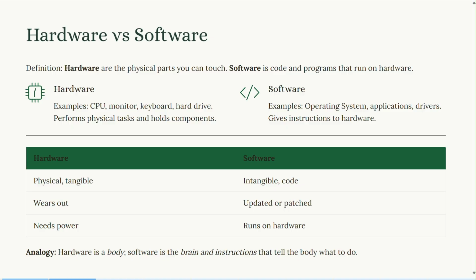One more exam point. Hardware can become physically damaged over time, while software doesn't wear out physically but can become outdated, corrupted, or infected with malware. So remember this simple definition. Hardware is the physical part of a computer, while software is the set of instructions that makes the hardware work. Now that we know what a computer is made of, let's see how we communicate with it.